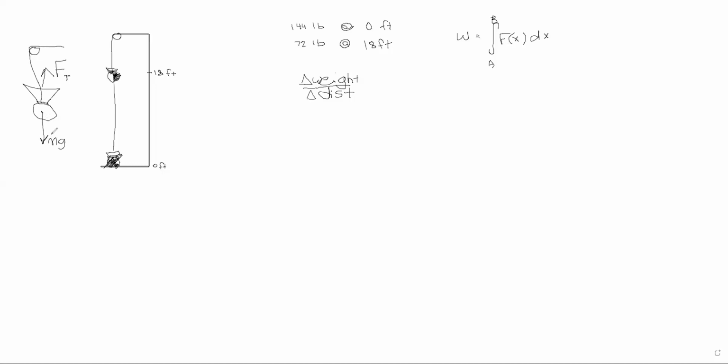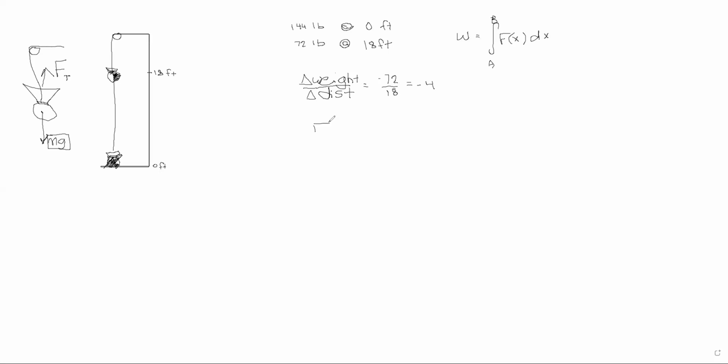As we lose sand, this mg decreases. So the downward force overall is going to decrease as well. That's what we're trying to model right now: the change in weight over change in distance. We are starting at a weight of 144, and then we lose 72 pounds. We're losing weight, so that would be minus 72, and we are increasing a distance of 18 feet. So the change in weight over the change in distance on this interval is -4.